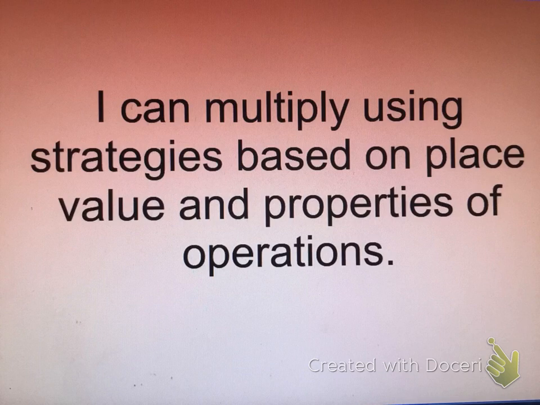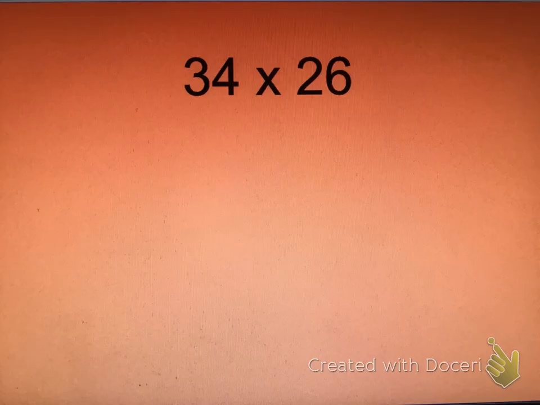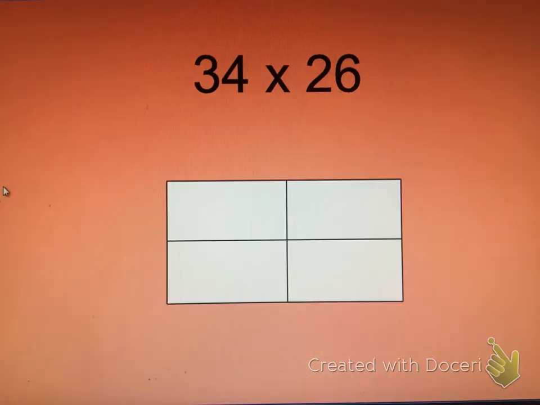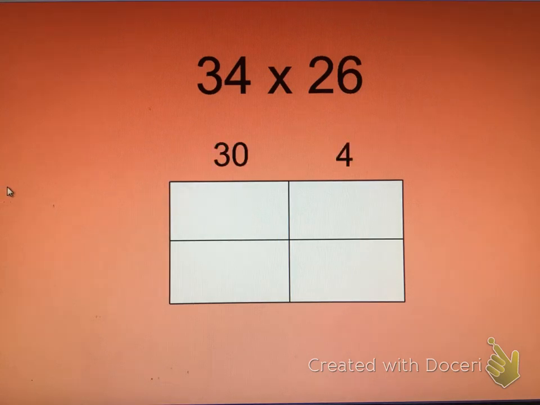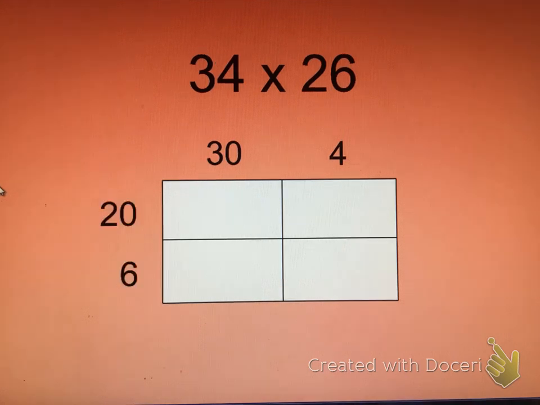Now let's look back at the same multiplication problem we solved in our last video lesson, 34 times 26. Just as in our distributive strategy, we're going to expand our numbers. We know that 34 actually means 30 and 4. Likewise, 26 means 20 and 6.